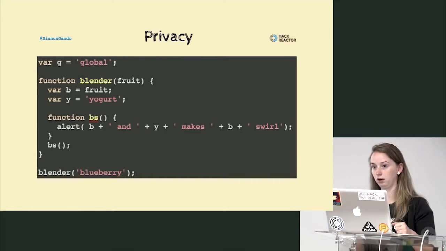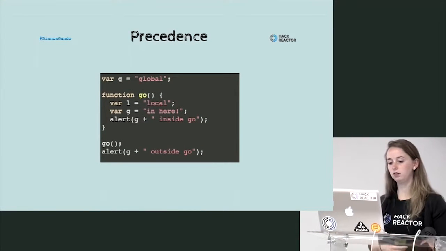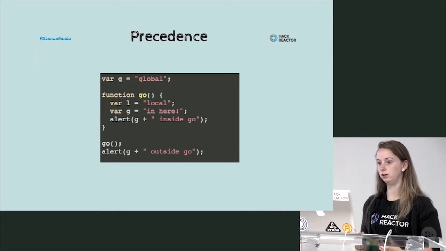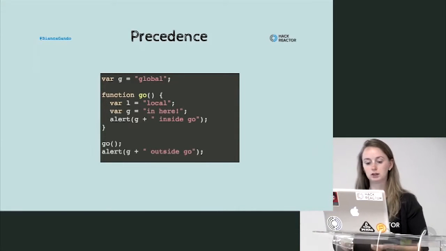Cool. And so I spoke a little bit about creating scopes, about how variable scope is not created until we invoke the function. Cool. And then we have these nested scopes. How do we know which one wins when we have two variables with the same name? And so this is called precedence.